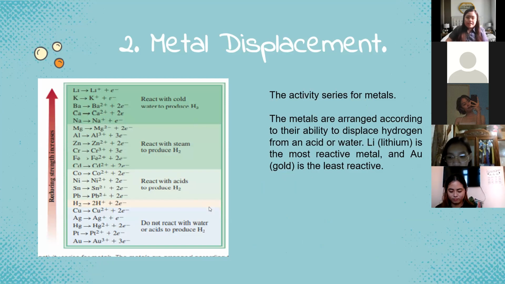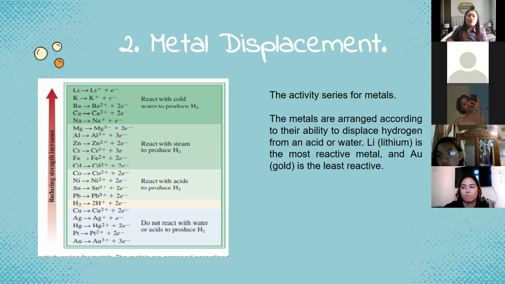And for reference, hydrogen is included there because metals such as copper, silver, mercury, platinum, and gold are less reactive than hydrogen, and thus dili siya possible for hydrogen displacement. Tanan metals nga naa sa taas ni hydrogen can cause hydrogen displacement.